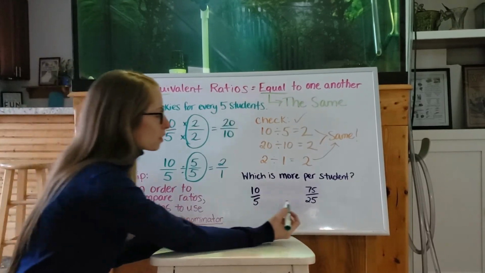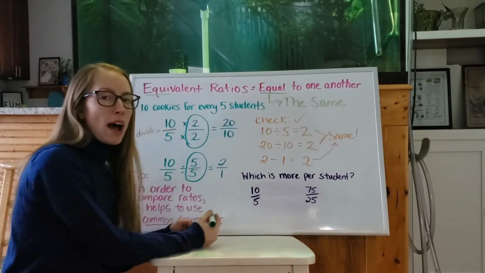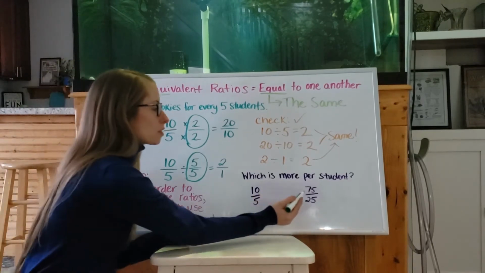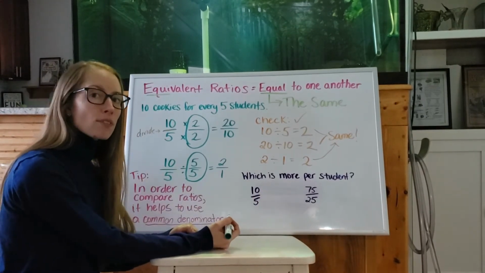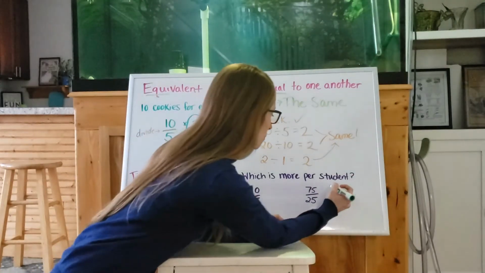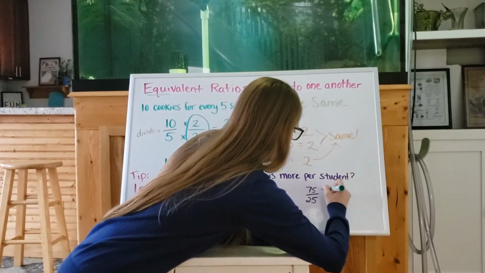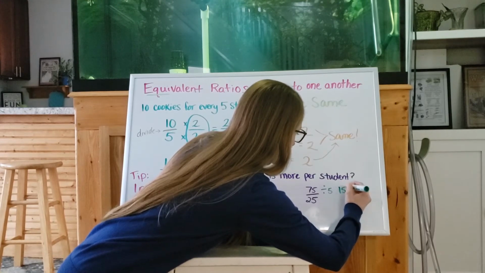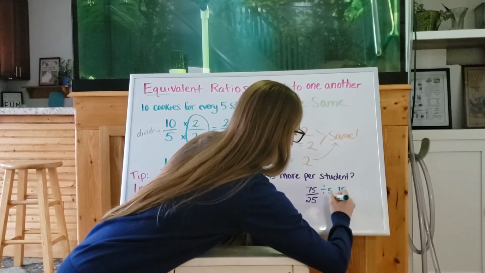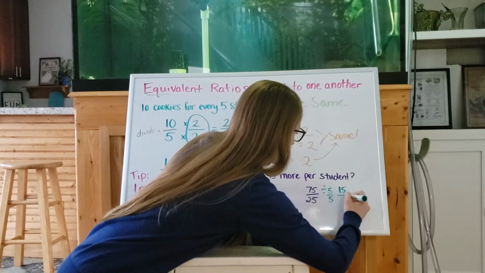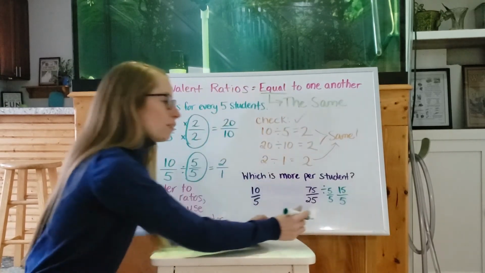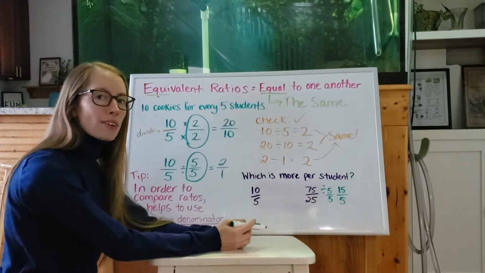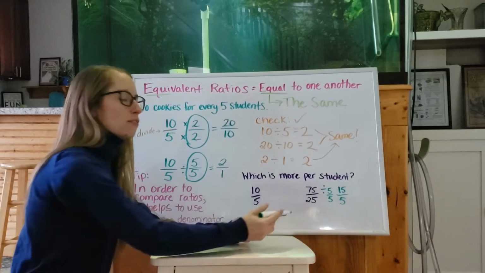I know right away that 25 is a multiple of 5, so I'm going to go ahead and divide this ratio by 5 over 5 to come up with an equivalent ratio. 75 divided by 5 gives me 15. 25 divided by 5 gives me 5. So 15 to 5 is an equivalent ratio to 75 to 25.